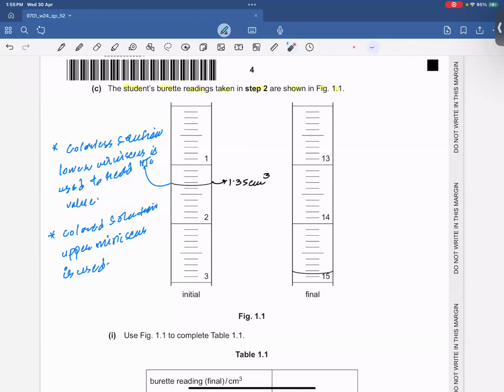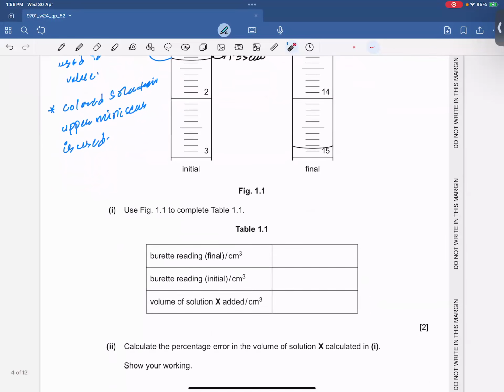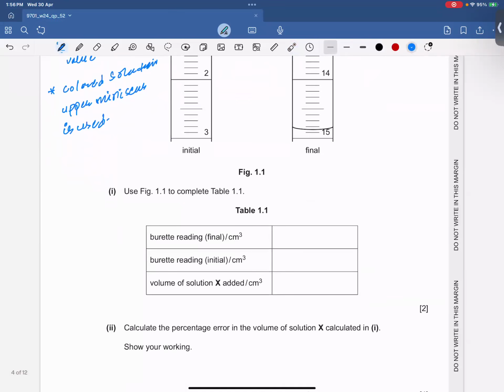Okay. So this is the curved surface of the liquid, and the curved surface of the liquid is called the meniscus. So we need to read this value. Cannot read this one, cannot read this one. This exact value. So it's going to be 1.35. All right. So the initial burette reading is 1.35.